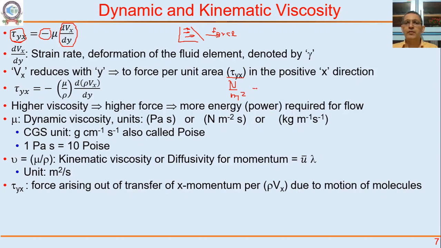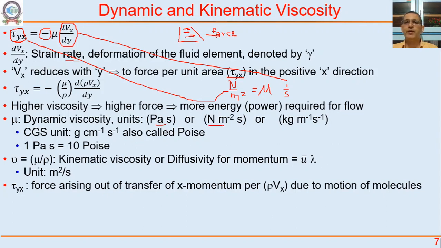Right? That is stress. Mu dvx by dy is the unit of stress. What is the unit of dvx by dy? dvx is meter per second, y is meter, so this is a unit of 1 per second. Strain rate. That's why sometimes it is called the strain rate. And therefore mu will have units of Newton per meter square multiplied by second, or Pascal second.